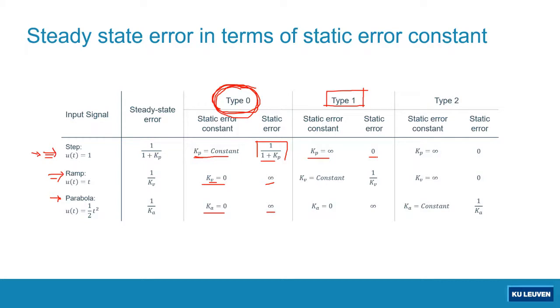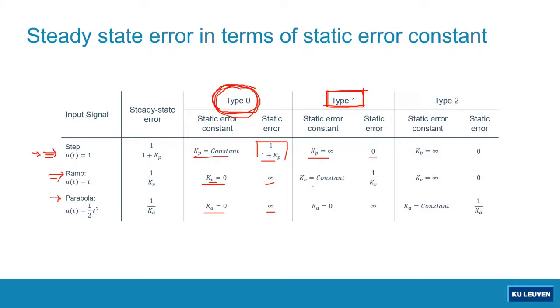What does it mean? The error is 0. There is no difference between output and input, between the response and the input in steady state condition. That means, again, because the steady state error is 0, for this type 1 system, if a step input is given, the response can follow the step input very well in steady state condition.